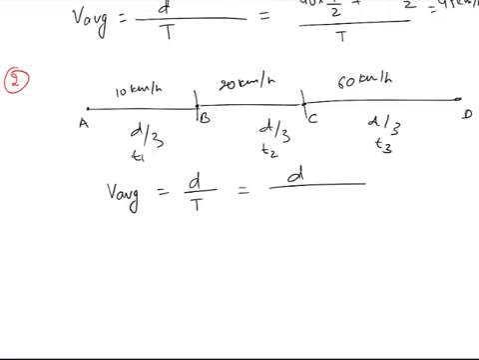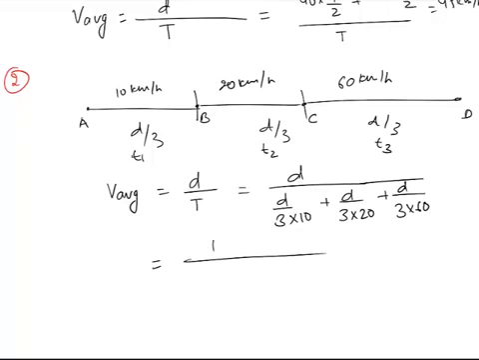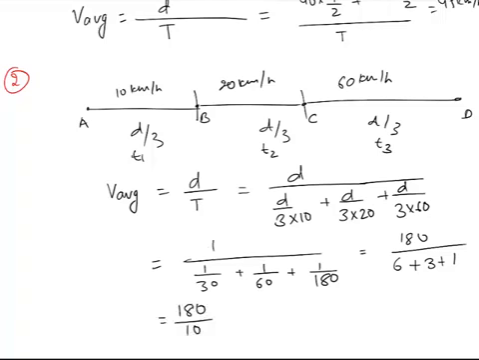So time taken for the first part will be D by 3 as the distance over 10, plus D by 3 as the distance over 20 speed, plus D by 3 as the distance over 60. And D gets cancelled and we have 1 over 30 plus 1 over 60 plus 1 over 180. So 180 is the LCM, goes to the top. Here we'll have 6, here we'll have 3, here we'll have 1. So this comes out to be 180 over 10. That is 18 km per hour.